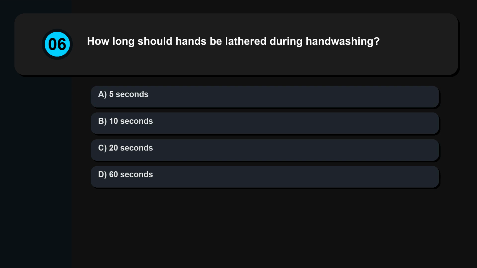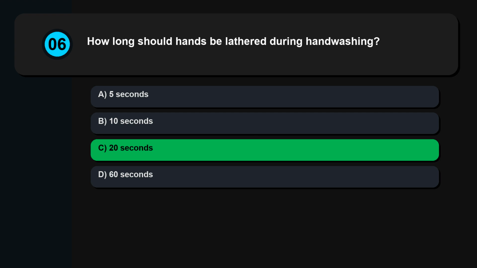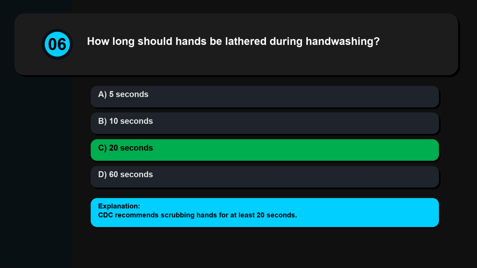Question 6. How long should hands be lathered during hand washing? 5 seconds, 10 seconds, 20 seconds, 60 seconds. CDC recommends scrubbing hands for at least 20 seconds.